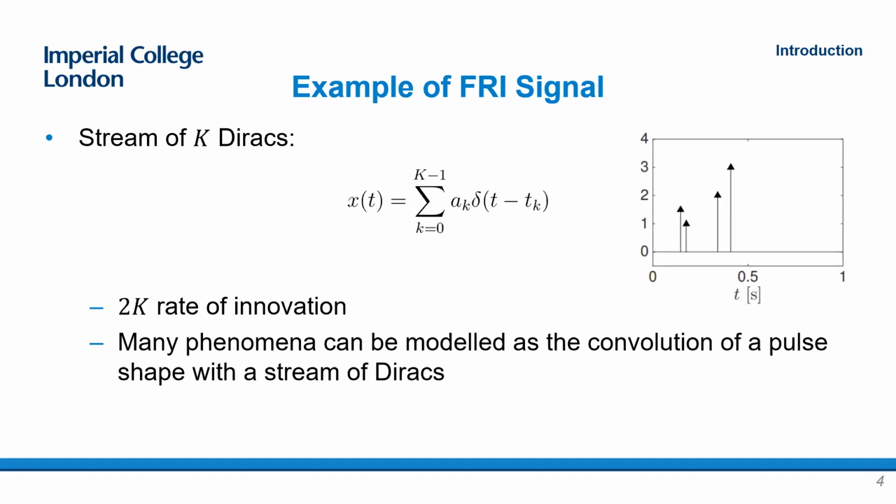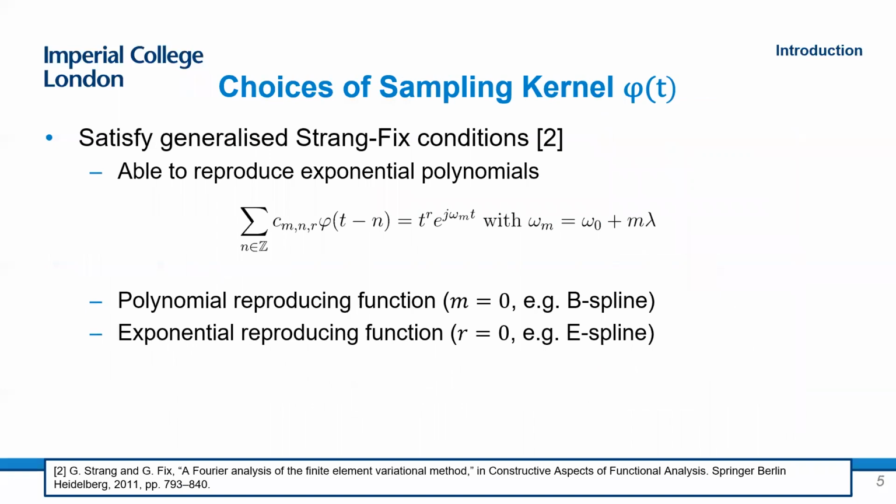Here, we give an example of a signal with finite rate of innovation, a stream of k Diracs. The rate of innovation of this signal is 2K, which refers to the amplitude and the location of the Dirac deltas. We are particularly interested in this basic FRI signal because many phenomena can be modeled as a pulse shape convolved with a stream of Diracs, allowing us to extend the reconstruction framework onto a wide range of applications.